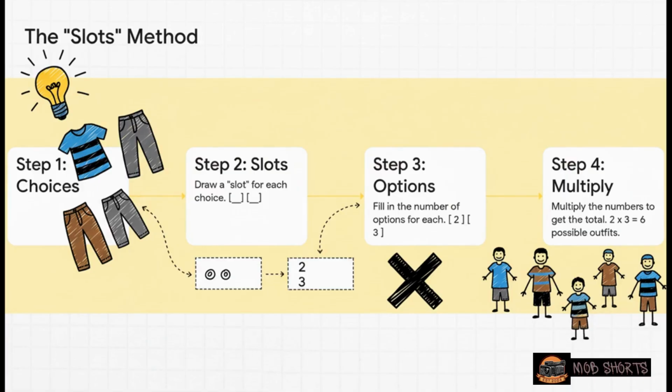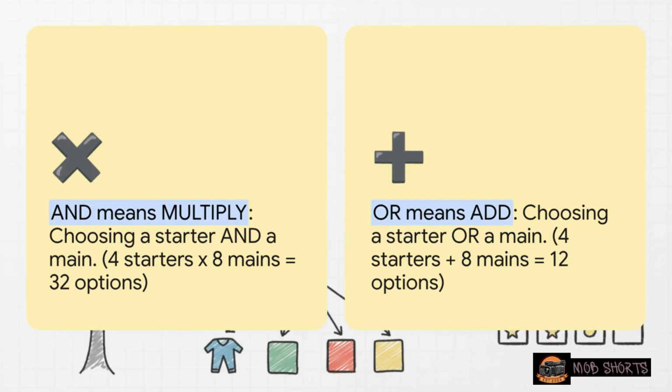It's so important. Okay, this right here is probably the most critical thing to get right. Knowing when to multiply and when to add. It's a classic exam trap, so listen up. If you're doing one thing and another thing, you multiply. But if you're choosing one thing or another, you add. Get that straight, and you're already halfway there.